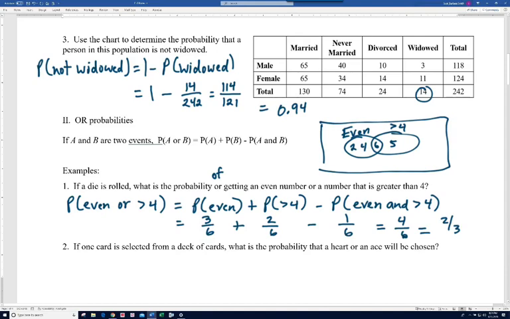And so here's the thing. When we found the probability of getting an even number, we counted the 6. And when we found the probability of getting a number greater than 4, we also counted the 6. So we counted it twice. And so basically we're subtracting the probability of getting a 6 out because we had counted that 6 twice. And so that's why the formula is the way that it is. Go ahead and try number 2, and then I would encourage you to look at the video.